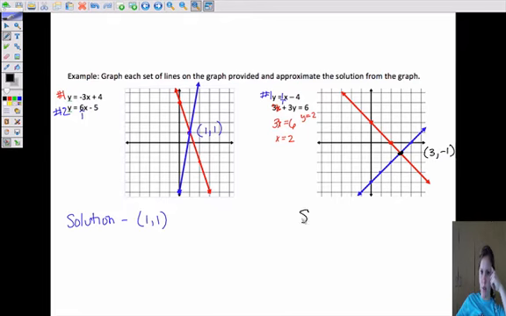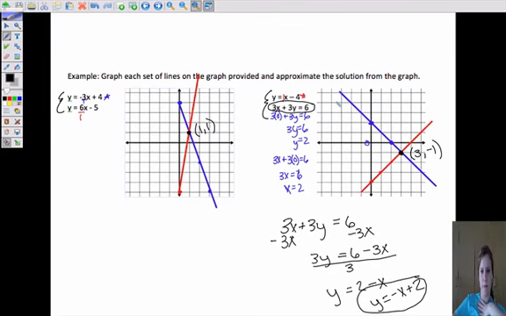So our solution is 3, negative 1. X is 3, y is negative 1. If we put in 3 for both x's here, we would get negative 1 for both y's, just like we did in learning target 1. All right.